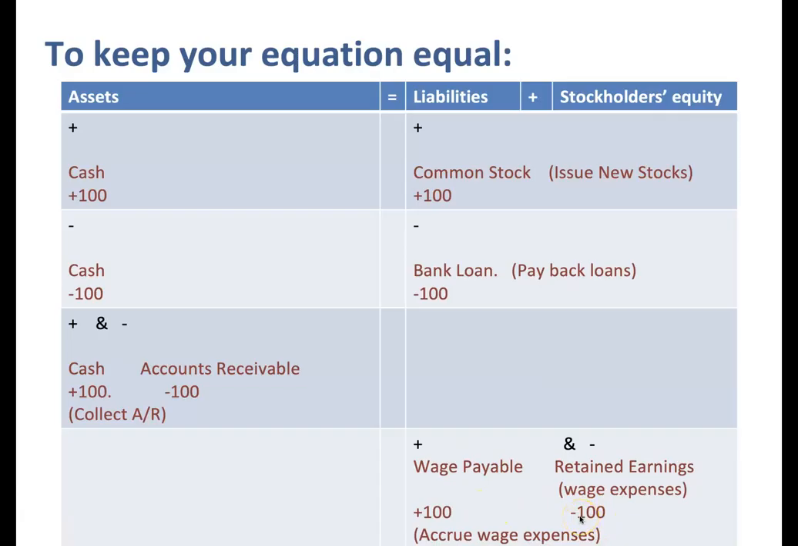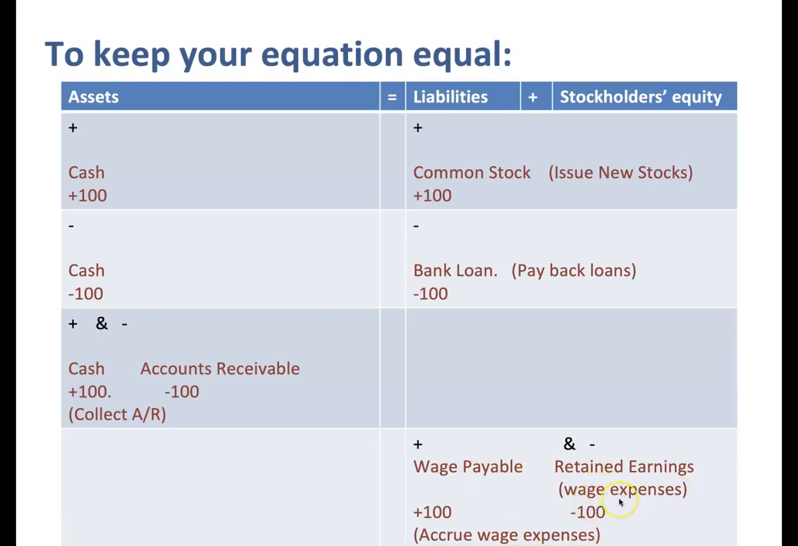This is a more advanced example. In this example, we accrue wage payable, which means we hire someone, they did the work, but we haven't paid them yet. When we have not paid them yet, we still need to recognize they have worked for us. That's the expense that we have incurred to generate revenue, so it's called wage expense. So when that happens, we increase wage expense by 100.